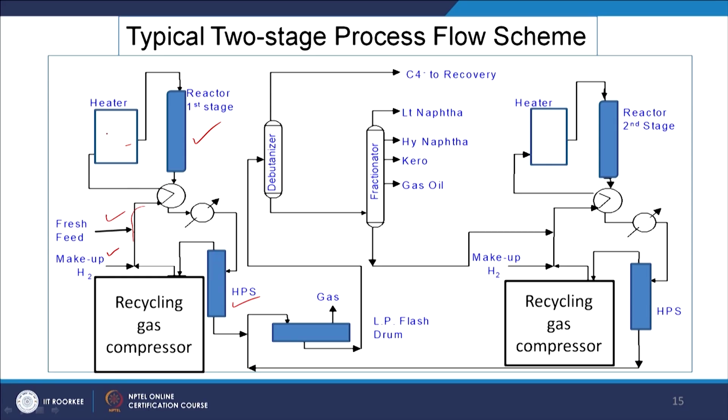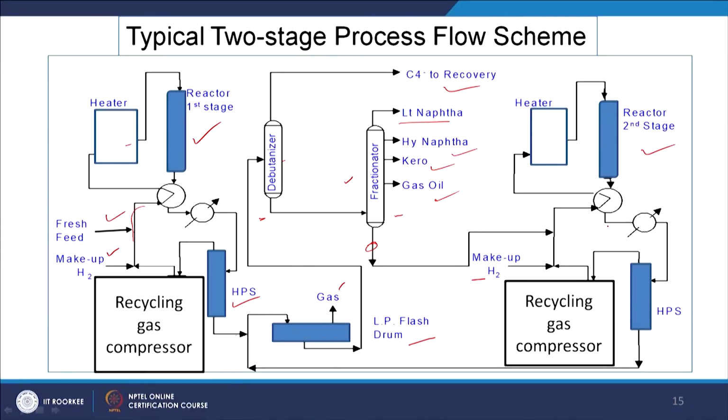The liquid part goes to the low pressure flash, where we are reducing the pressure again. In the low pressure flash drum we again get some gas, and the remaining part goes to the debutanizer, with some more pressure reduction. Butane is recovered here, then it goes for fractionation, and in the fractionator we get different products: light naphtha, heavy naphtha, kerosene, gas oil, etc. The residual part is added with make up hydrogen, and after preheating it enters reactor 2. In this second stage conversion the objective is to get more liquid conversion.